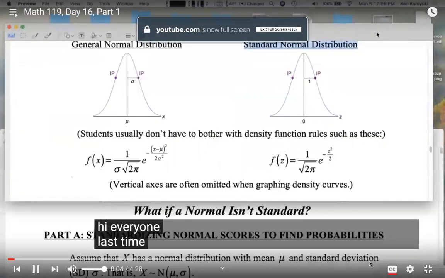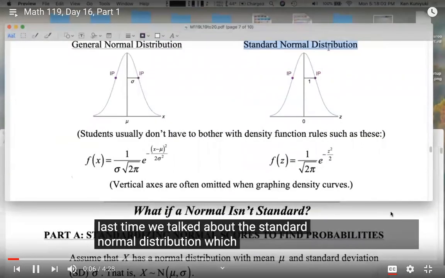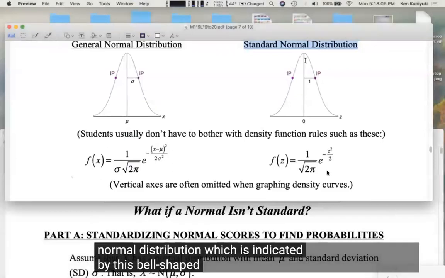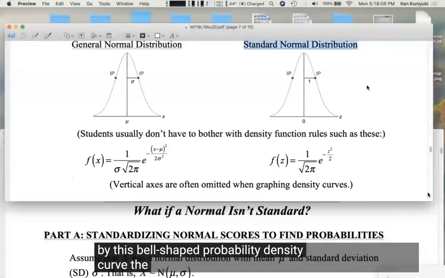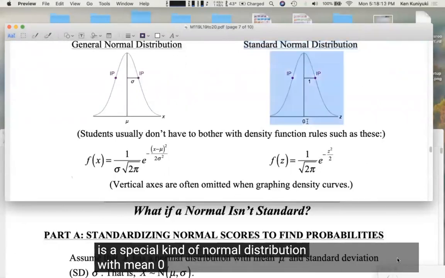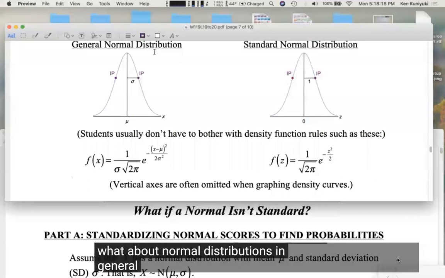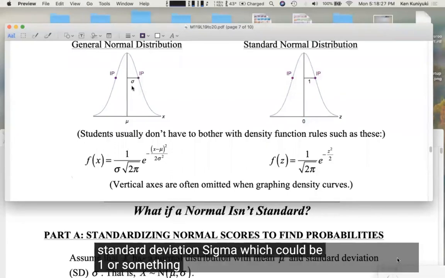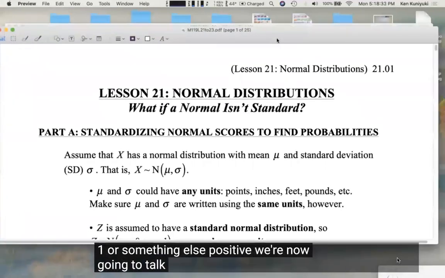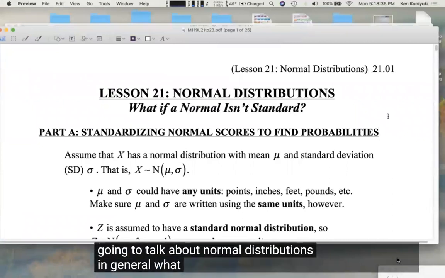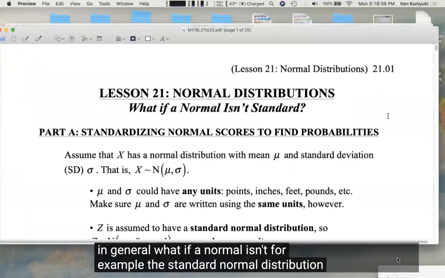Hi, everyone. Last time we talked about the standard normal distribution, which is indicated by this bell-shaped probability density curve. The standard normal distribution is a special kind of normal distribution with mean 0 and standard deviation 1. But what about normal distributions in general, with a general mean mu, which could be 0 or something else, and standard deviation sigma, which could be 1 or something else, positive? We're now going to talk about normal distributions in general. What if a normal isn't, for example, the standard normal distribution?